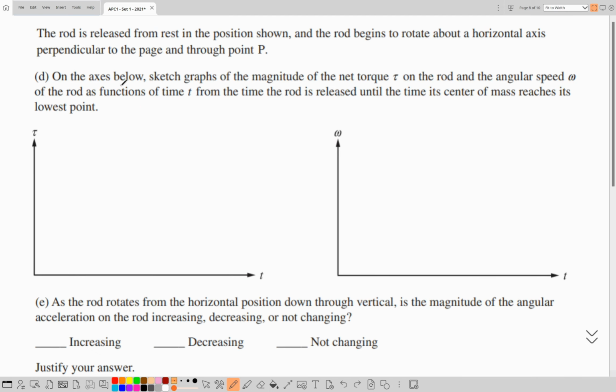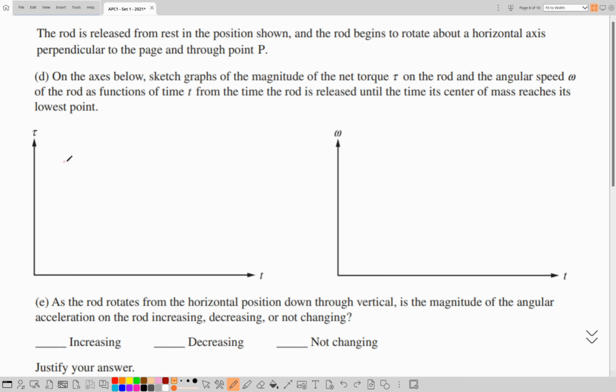Now, on the next page, the rod is released from rest. This is very important, the initial speed is 0. And the rod is released from rest in the position shown, and the rod begins to rotate about a horizontal axis perpendicular to the page and through point P. Part D: on the axis below, sketch the graphs of the magnitude of the net torque on the rod and the angular speed omega of the rod as a function of time, from the time the rod is released until the time its center of mass reaches its lowest point.